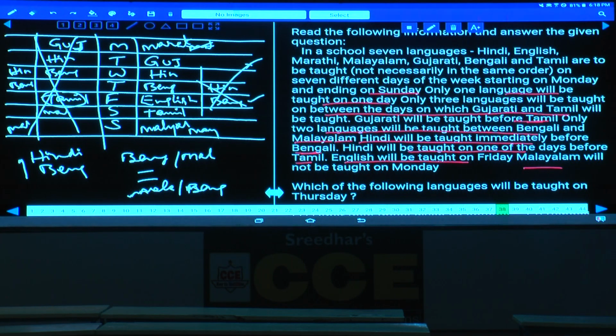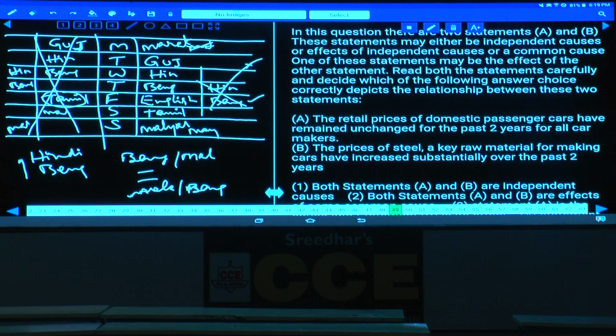Then let us discuss question number 49. These statements are either independent causes or effects of independent causes and so on, and 2 events are given. Now, what is the relation between these two? Now, the retail prices of domestic passenger cars, it comes under which category? It comes under cause and effect.